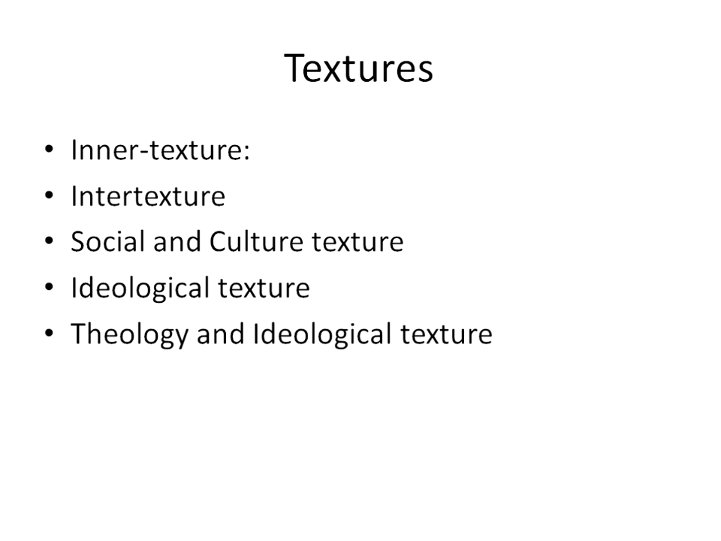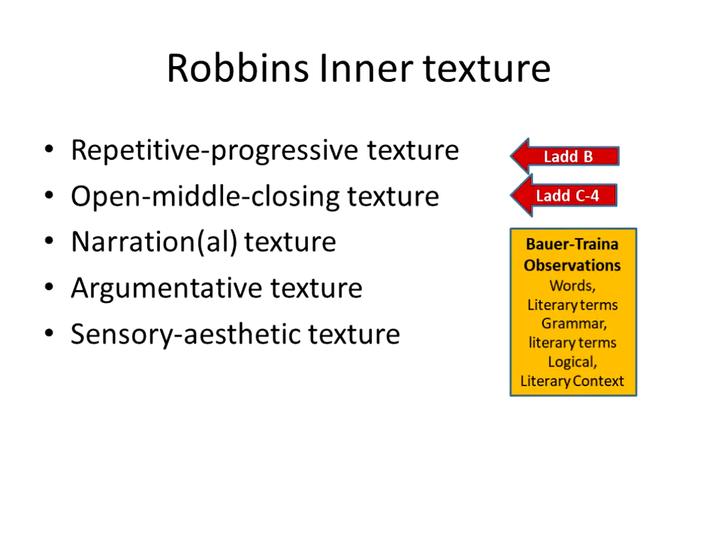The textures, again, that you saw in that diagram are the inner texture, that is the texture of the text, the intertexture, the cultural, historical background, then a social and cultural texture, an ideological texture, and out of all of that, Robbins Socio-Rhetorical criticism shows how theology and ideology work together, in different places, into our Greek exegesis. Well, let's look at Robbins' inner texture.